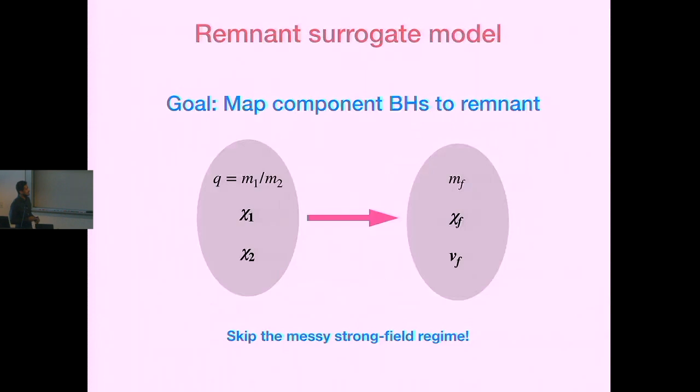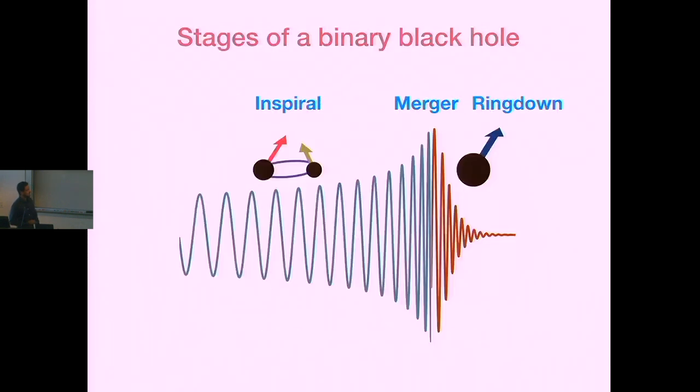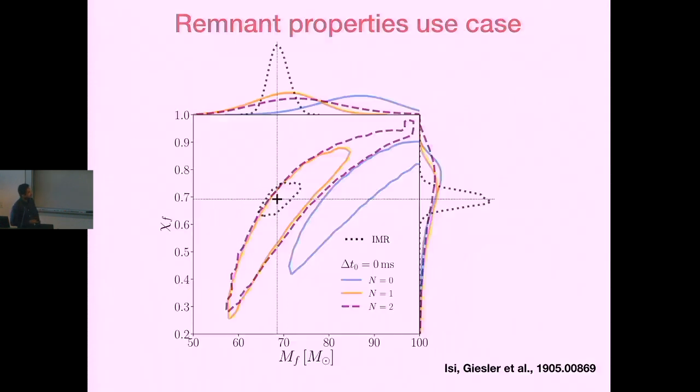And the idea here is to build a map from the initial quantities to the final quantities and then skip the entire merger process. The reason we want to do this is for tests of general relativity. As I mentioned, the frequencies in the final ringdown part of the signal are entirely dependent on the mass and spin of the final black hole. So being able to predict the mass and spin very accurately lets us look for those frequencies in the data and test general relativity to a higher precision.